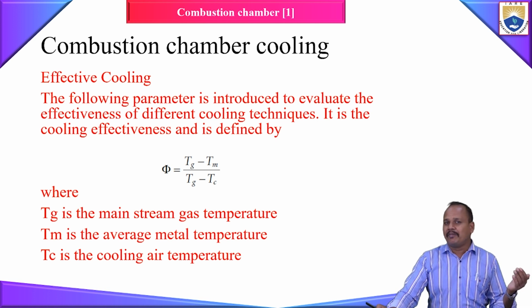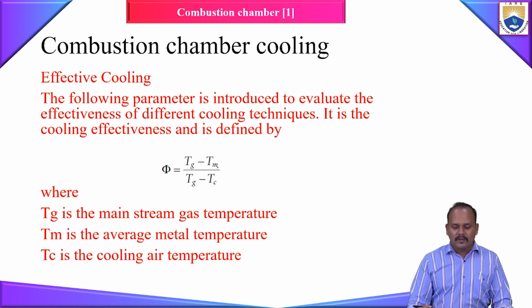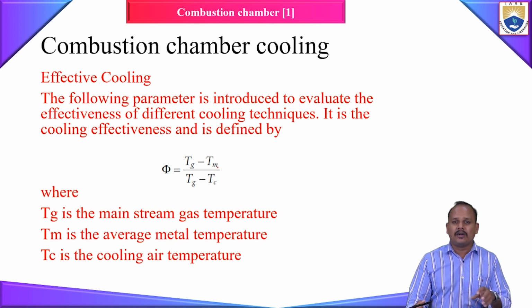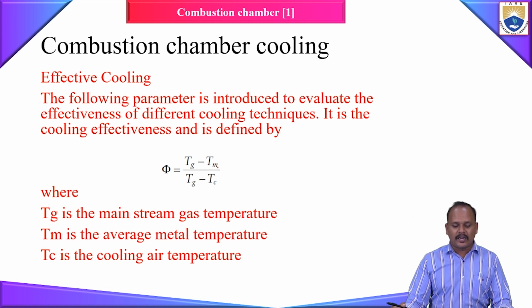Basically, that is the temperature of your air coming out of your compressor. So Tg minus Tm is the difference between the temperature of your hot gas and the temperature of your metal, or the surface of your liner, divided by the temperature difference between your combustion gas and the cold gas. This ratio is what we call the effective cooling. From this I can find out which method is more effective in providing better cooling for your combustion chamber surface.